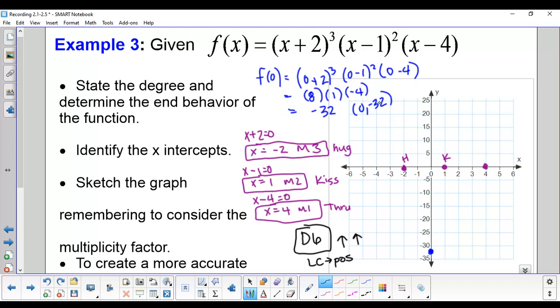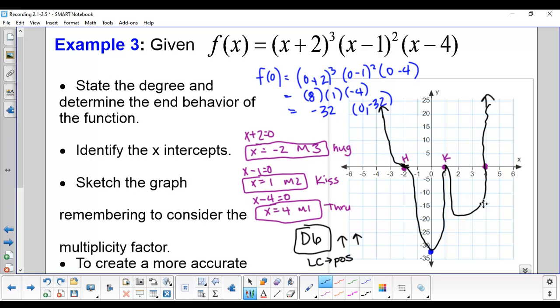I also know that I need to end up here, and I need to end up here because my end behavior was positive, positive. So as I start to connect the dots and I'm approaching the first one, I do want to make sure that you see me pause. So notice I'm pausing, and then I have to go through this dot next. Otherwise, I'm not going to be able to connect to it. Kissing the graph means peck and run back away. And then I got to pass straight through 4 because it was just a multiplicity of 1.